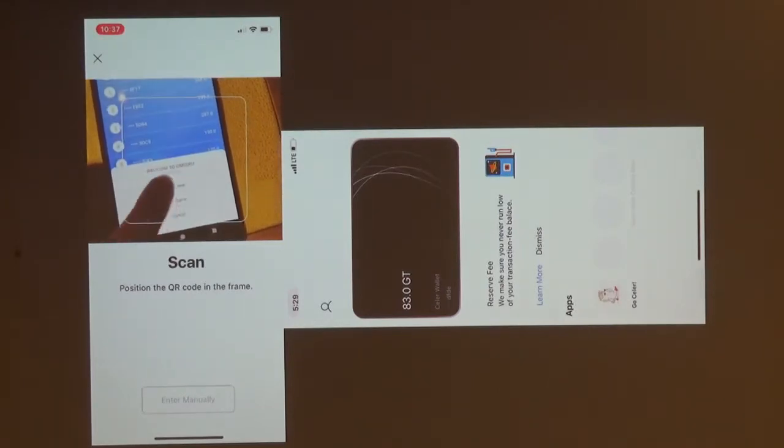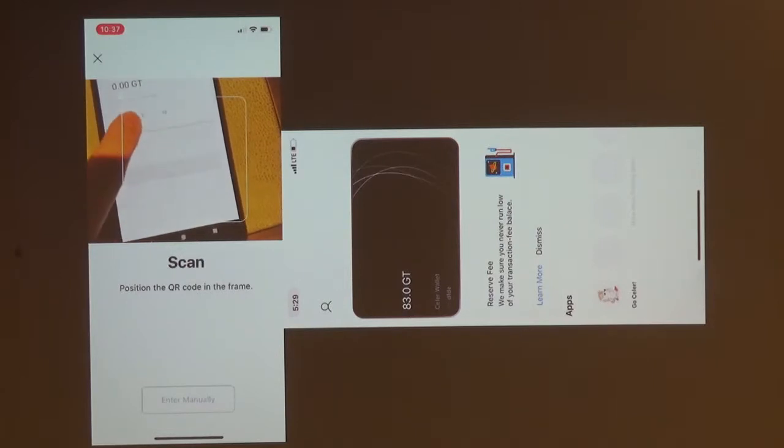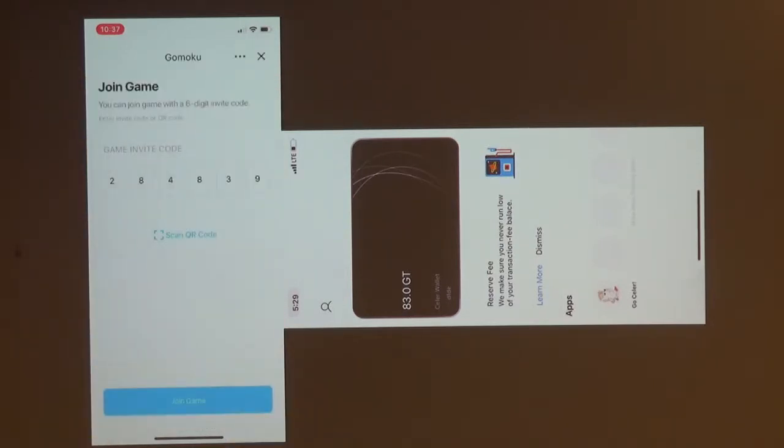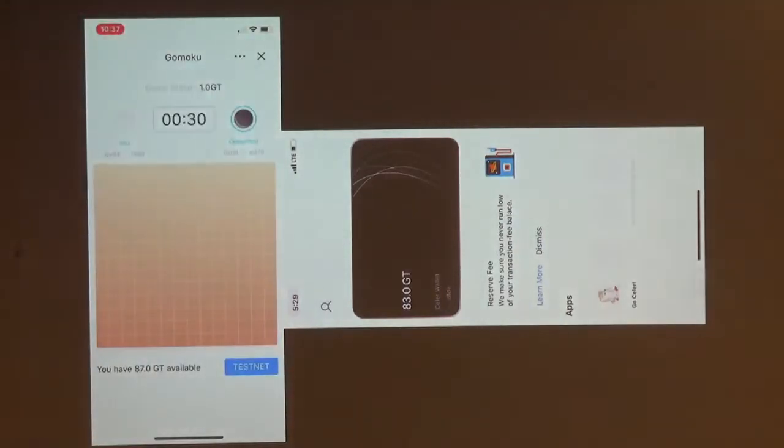And at the same time, you're playing with your friend with a GT token. What is GT token? It's an ERC20 token we issued on the Ropsten network, so you can replace that with any kind of stable token of your choice. Right, so now you're basically betting on the game with your friend.